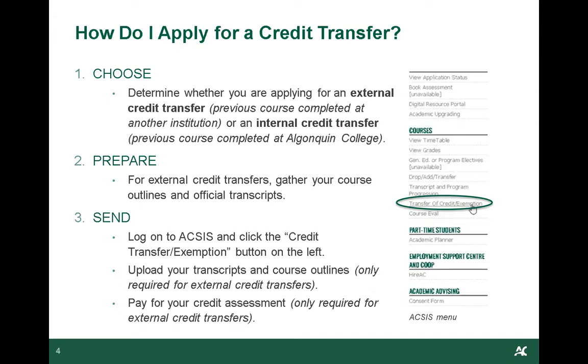Once you've gathered any documents that you need, it's time to actually apply for the credit transfer. That's all done through your student information account, which at Algonquin is called Access. You'll log into your Access account and you'll see a very long column running down the left side of the screen that we've taken a little screenshot of here. There's going to be a huge column, and at the very bottom, or close to it, you're going to hit an option that says transfer of credit or exemption.